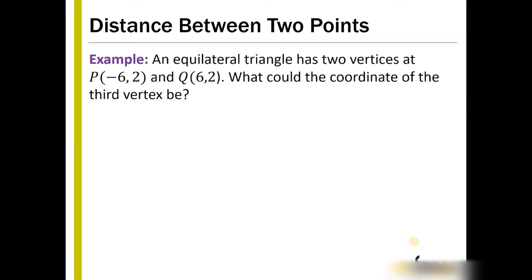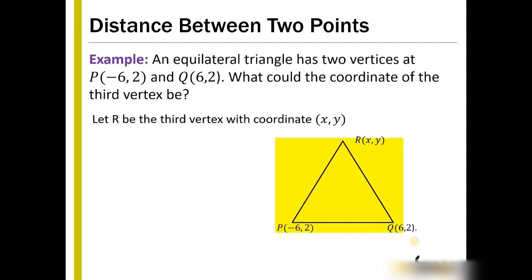Example. An equilateral triangle has two vertices at P (-6, 2) and Q (6, 2). What could the coordinate of the third vertex be? Let R be the third vertex with coordinate (x, y). In this case, a diagram always helps. So here's our diagram, and we can see that P and Q have the same y coordinate. So the line from P to Q is a horizontal line. And here's our unknown coordinate R.